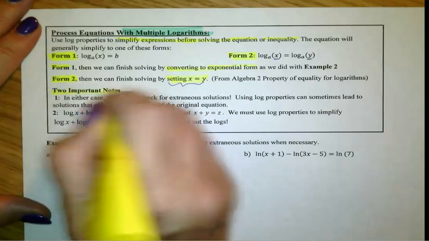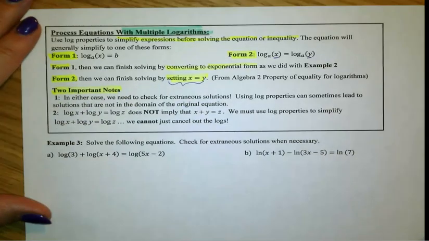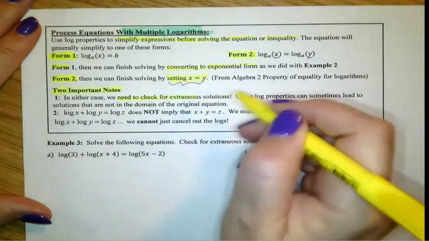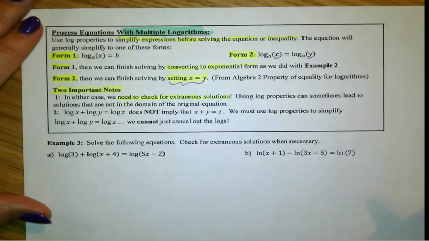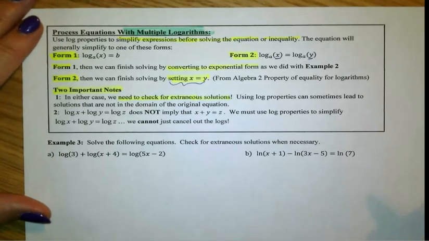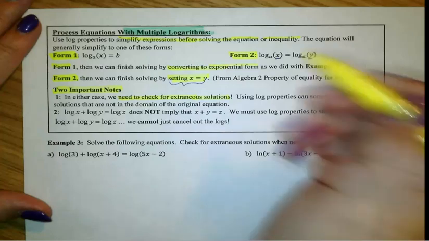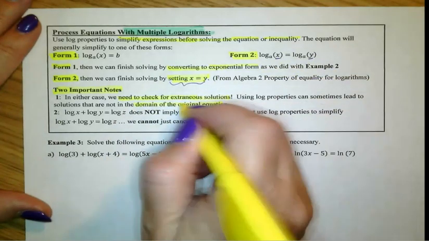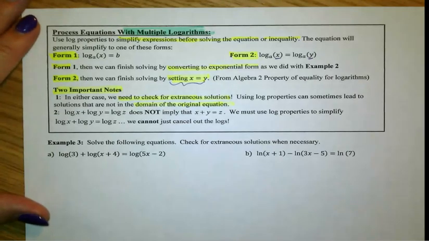Two important notes to keep in mind here. In either case, we do need to check for extraneous solutions. Why is that important? Because when we're working with logs, sometimes through no fault of our own, we can perform all the mathematical operations, but because there are restrictions on the domain and on what logs can and can't do, sometimes the solutions we produce don't work when we check them. They're not in the domain of the original equation. So we always want to check the domain and make sure the answer fits in the problem.